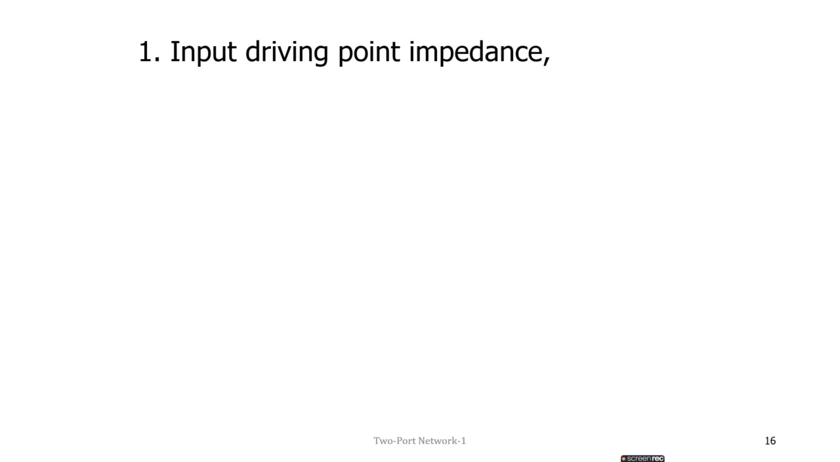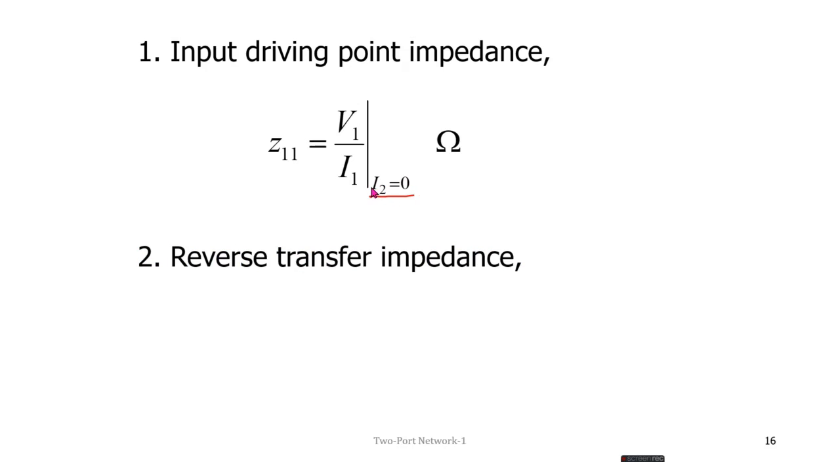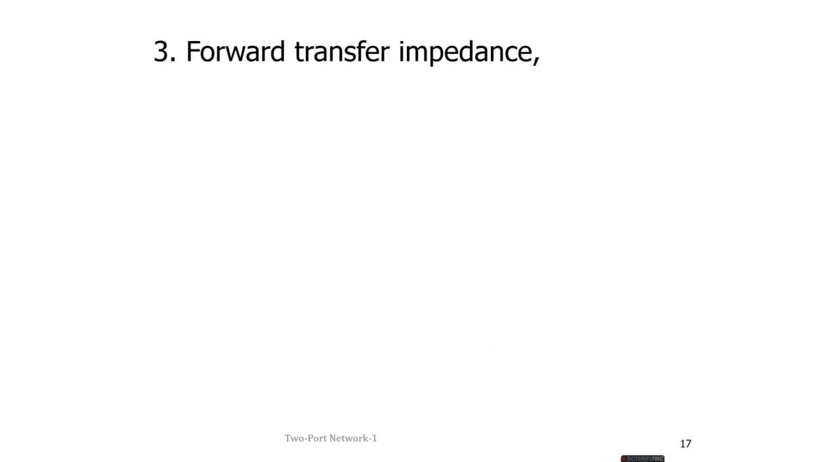Here the input driving point impedance Z11 equals V1 divided by I1. The condition is I2 is 0. The meaning of this is the output port is open circuited. The reverse transfer impedance Z12 is defined as V1 by I2. The condition is I1 is made 0. The meaning of this is the input port is open circuited, and they are measured in terms of units. The third parameter, forward transfer impedance, can be defined as V2 by I1 by setting I2 equals 0.